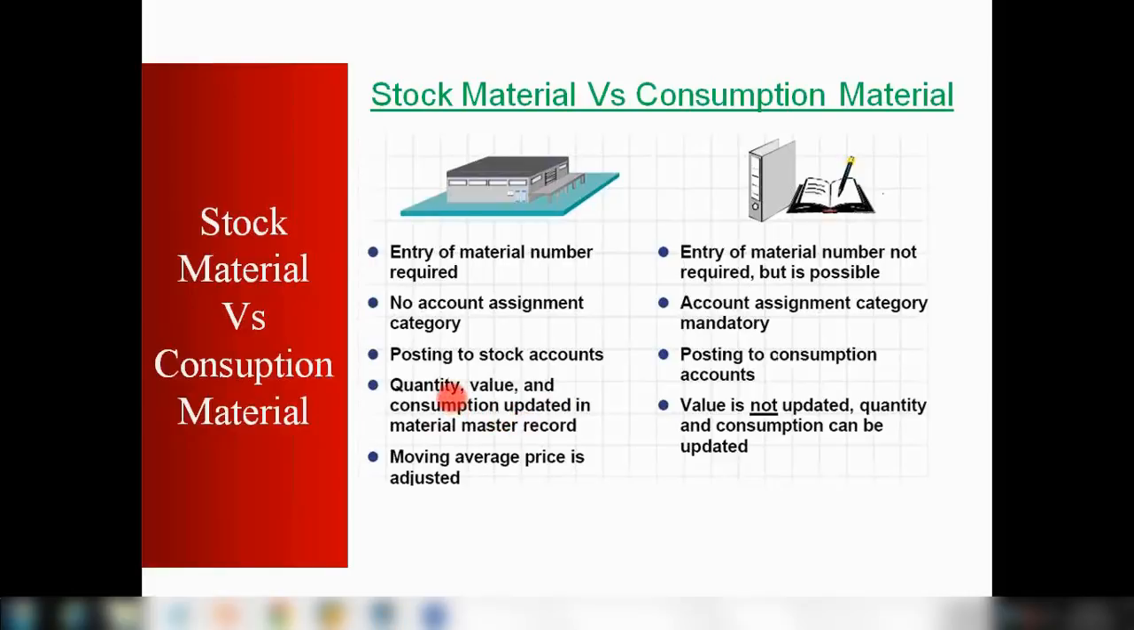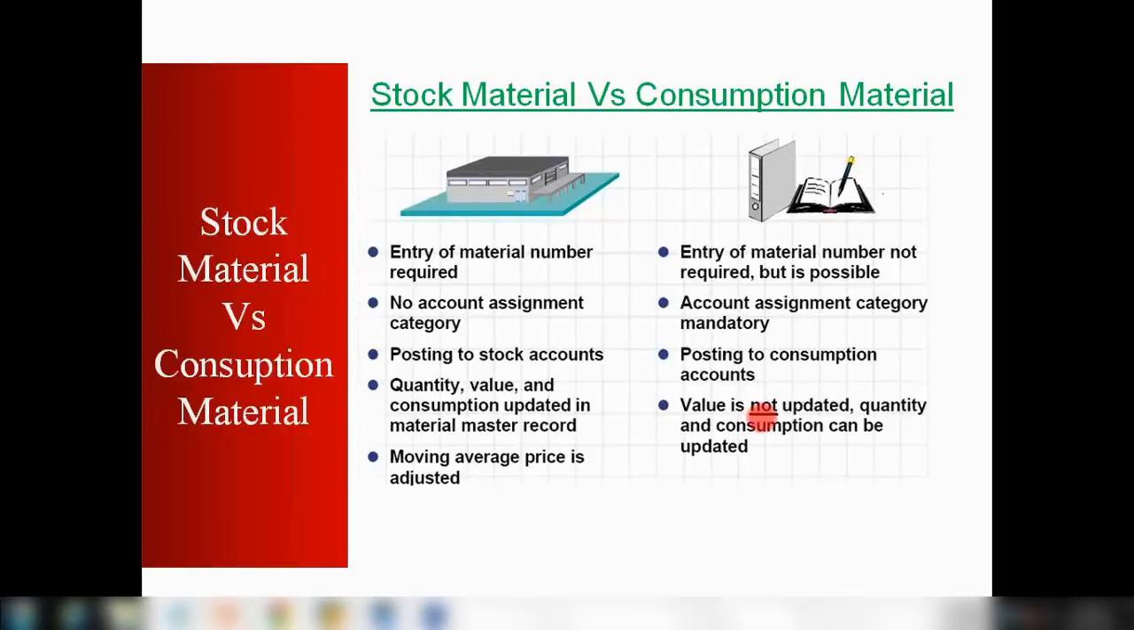Here, what is the quantity we have in the warehouse, what is the value and everything, but here value is not updated. Quantity and consumption can be maintained. That means if you maintain, I'll come back to this point in a minute, and here you can see moving average price is adjusted. There is no price adjustment for material master because usually we don't maintain the material master. Now here, as I said, value is not updated.